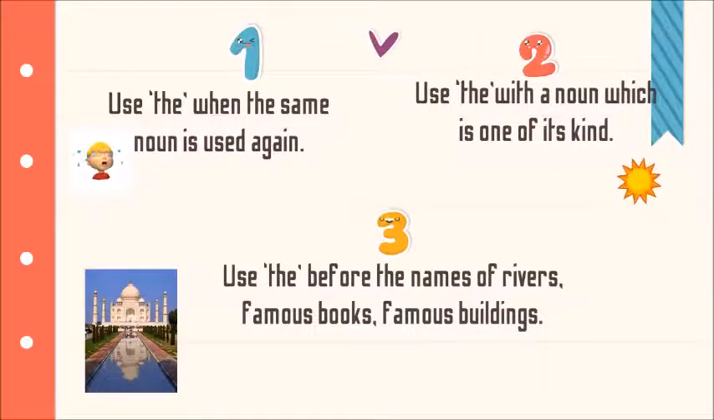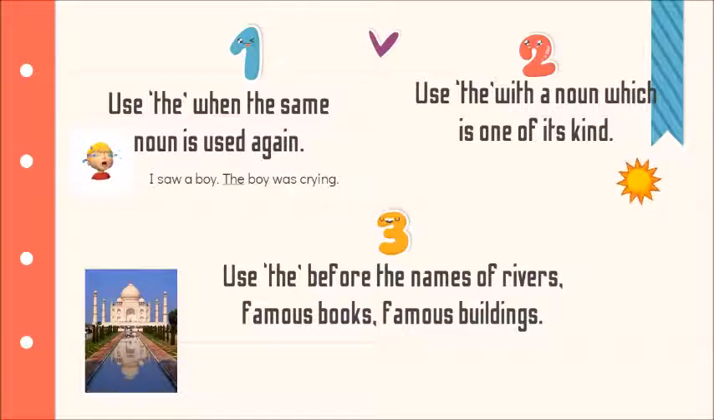Before that, I want you to understand 3 rules that we need to learn, understand, and apply for the usage of the. The first rule is, use the when the same noun is used again. For example, I saw a boy. The boy was crying. Now, I am referring to the boy that I saw. That boy was crying. So, I put the before the boy.